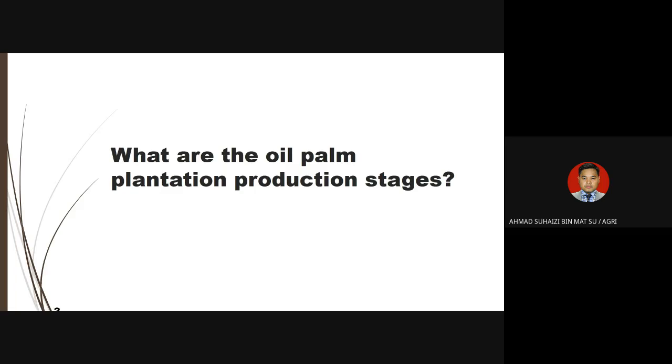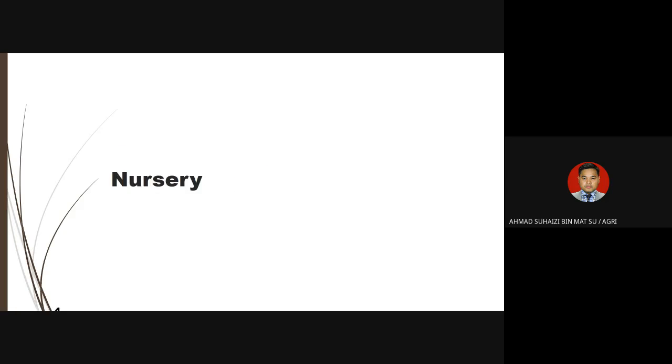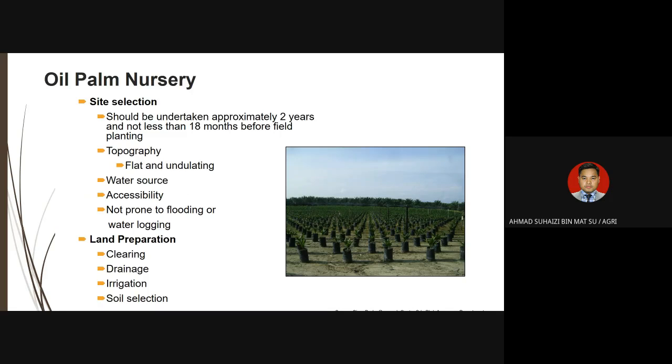But what we are talking about today in my lecture is more or less the production stages that involve machineries. As you can see here, some plantations have different practices. The one I have shown here is from Sendar Research Center in Pulau Keri. The nursery is set up for a minimum of about 18 months before field planting.